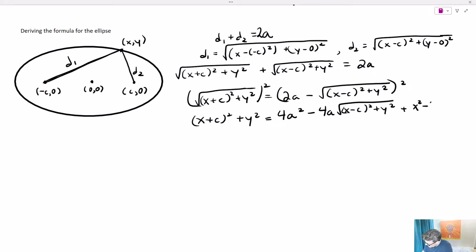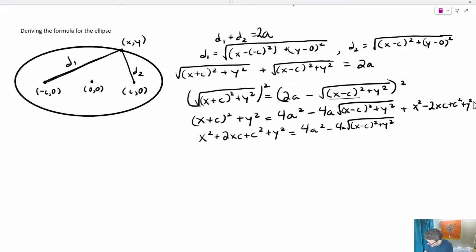squared minus 2xc plus c squared plus y squared. And that's just actually expanding out x minus c squared. We'll do that on this side too. That's going to give me x squared plus 2xc plus c squared plus y squared equals, right? And then we'll have just 4a squared minus 4a times the square root of x minus c squared plus y squared plus now x squared minus 2xc plus c squared plus y squared.